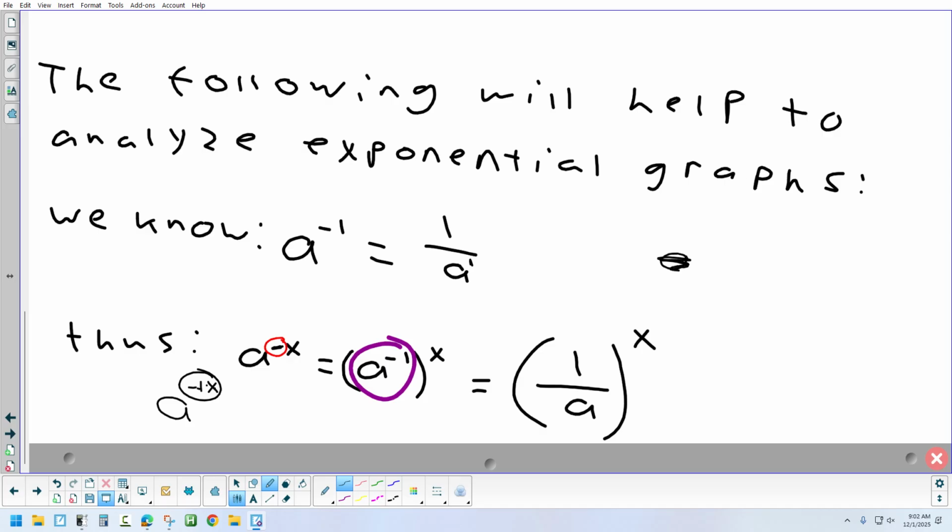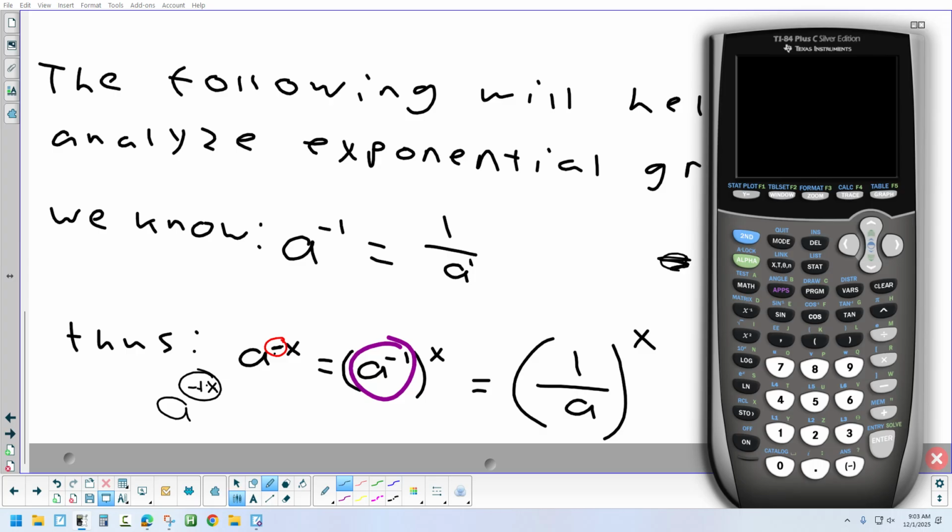So let's say I had something like, let's say 3 to the negative x. Anybody think they could tell me what that would be without the negative right there? 1 over 3, with x as the exponent, yeah. Okay. Those two things are exactly the same. How about if I had something like 5 to the negative x? 1/5 with x as the exponent. Yep, 1/5 with x as the exponent.